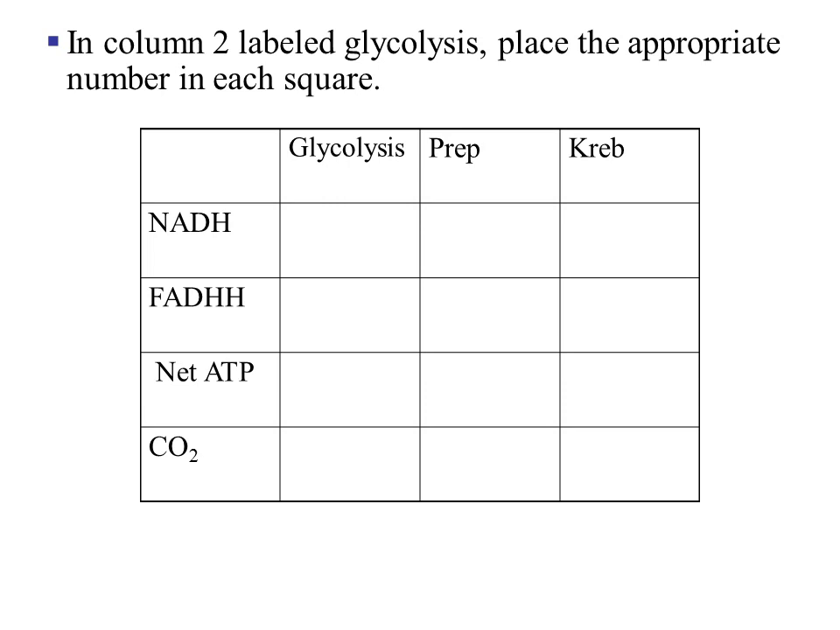In column 2, labeled glycolysis, place the appropriate number in each square. It has to be a number, 0 through 100. Make sure you fill in column 2 that is labeled glycolysis.